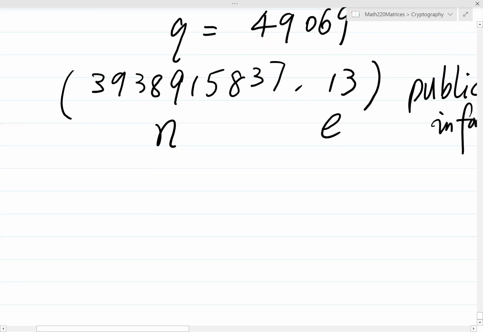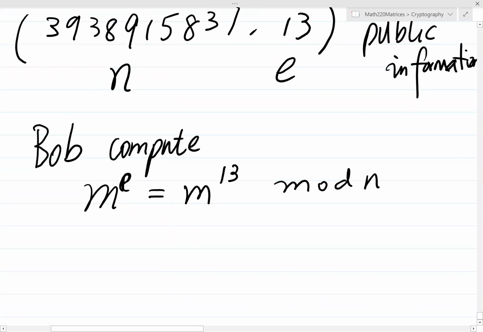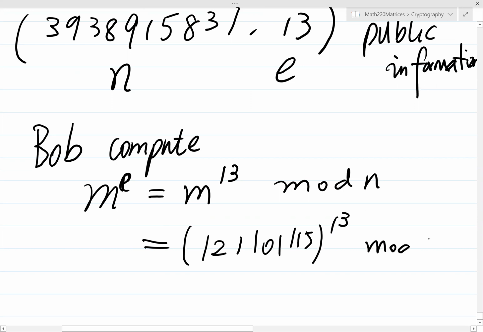Now what Bob does is Bob computes m to the power e, m to the power 13 mod n. I don't want to write out the message m, the large number again, so it's 121 101 115 to the 13 mod n. Let's use the calculator, use the seed to compute.